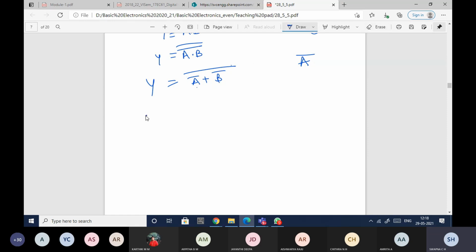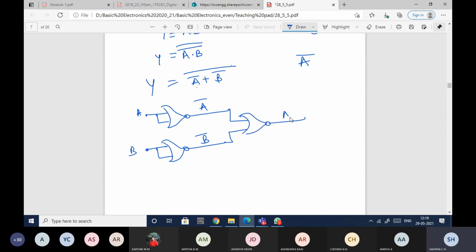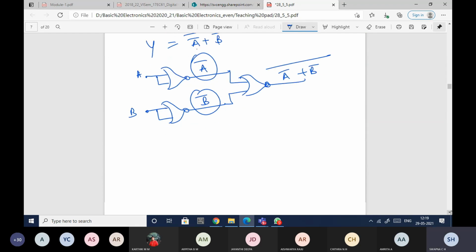A bar in the sense I have A, so give both the inputs of the NOT gate as A only, so that I'll get A bar. Next B bar: this is my B, so I'll give both the inputs of the gate as the same B, so I'll get B bar. Now I want this plus this whole bar, so I'll give it to one more NOR gate, so that my output here will be this input plus this input, with a bubble, whole bar. Hope this is clear to all of you.